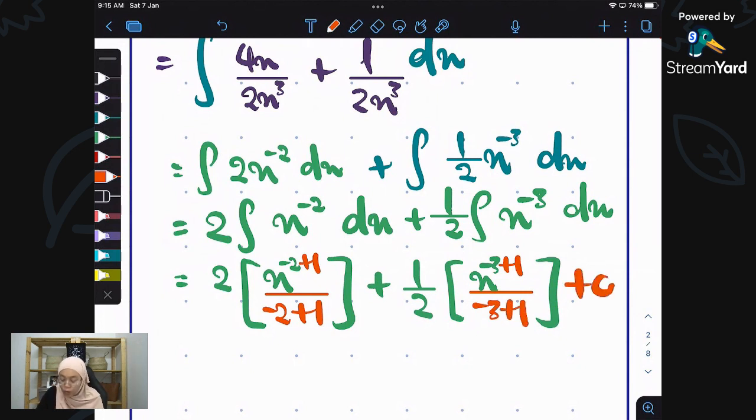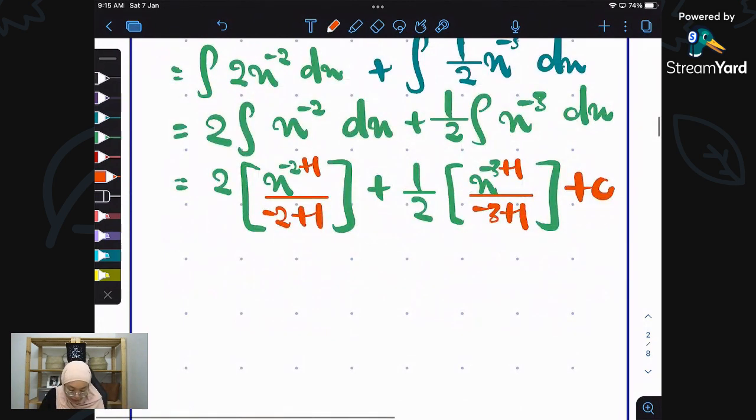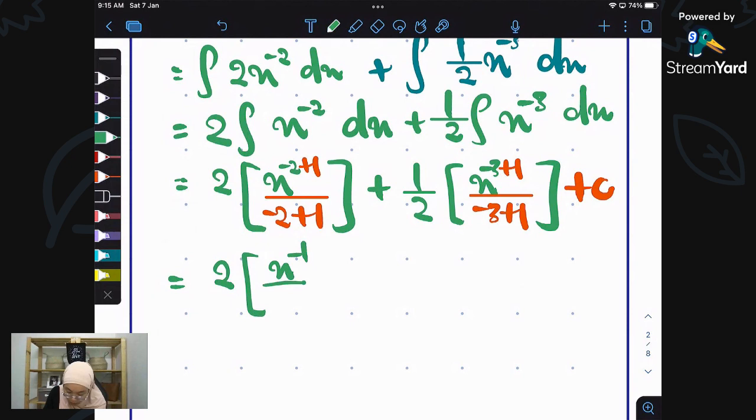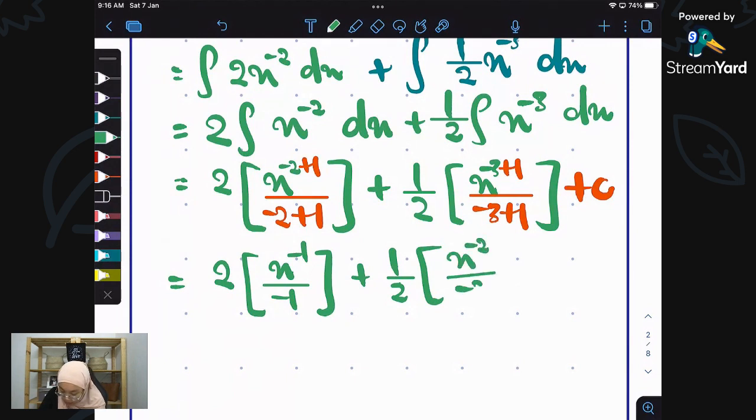And then don't forget to put plus c. Plus c cukup letak satu kali untuk satu jawapan. Okay, and then the answer will be 2, I'll do it step by step. 2 times x to the power of negative 1 over negative 1 plus 1 over 2 times x to the power of negative 2 over negative 2 and then plus c.